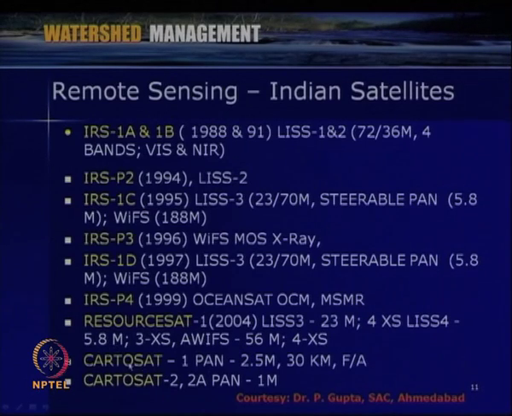Then the latest development is the so-called CartoSat, where some proposed satellites may give a resolution of 1 meter. For larger applications related to hydrology, watershed management, oceanic studies or atmospheric studies, this series of satellites can be used. So this shows some of the important satellites from India, provided by the Indian Space Research Organization. So this is about the available satellites, internationally and from India.